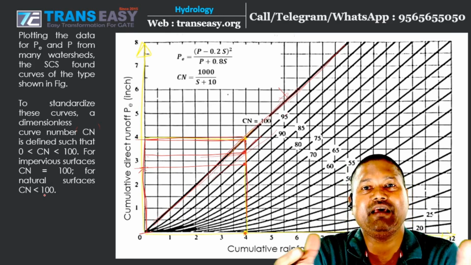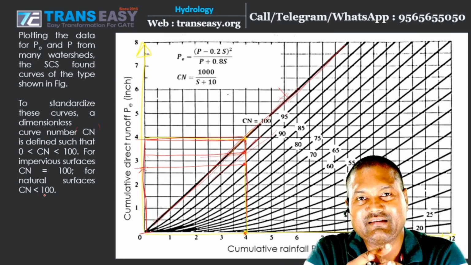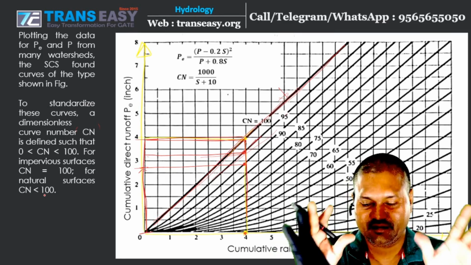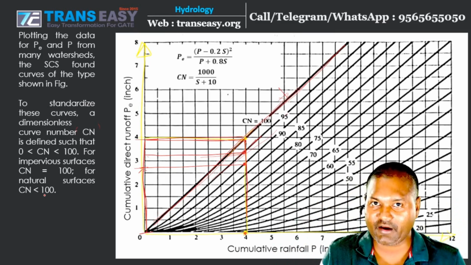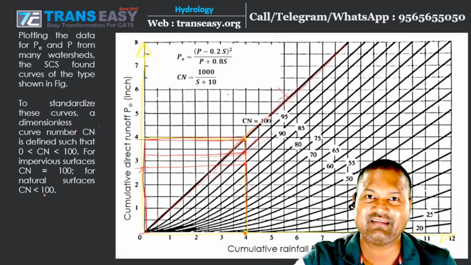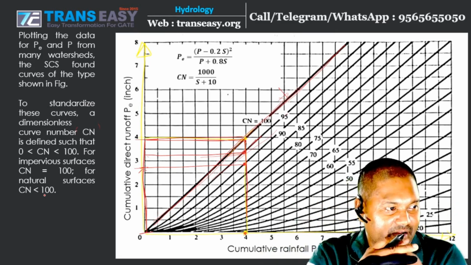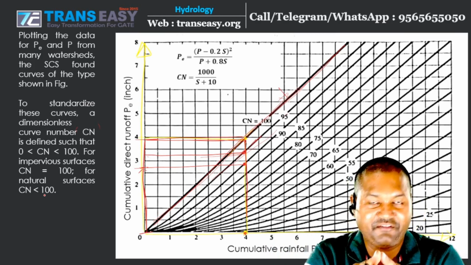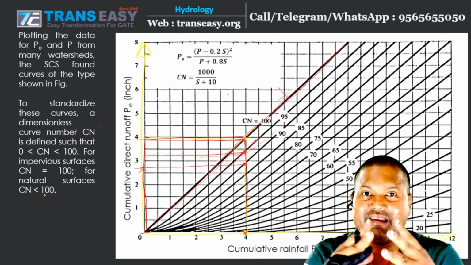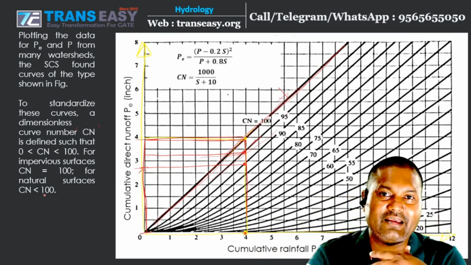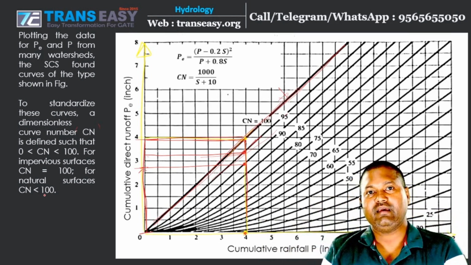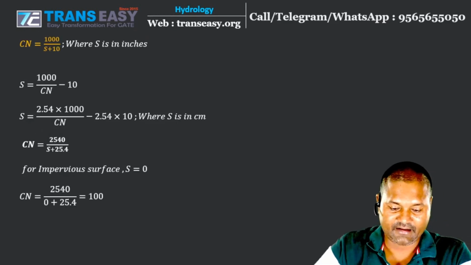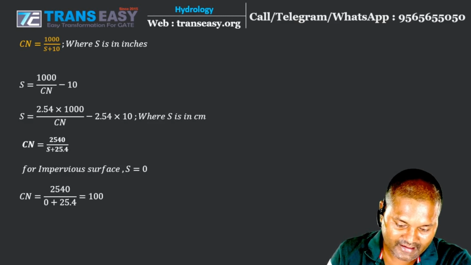For natural catchment or watershed, curve number is less than 100 because such natural soil or surfaces will show some अमाउंट ऑफ इनफिल्ट्रेशन. ओके, कुछ ना कुछ इनफिल्ट्रेशन शो करेगा. बट मैं अगर इम्परवियस सरफेस लाइक cemented surface, infiltration is zero. So in that case we'll get maximum excess runoff from precipitation.